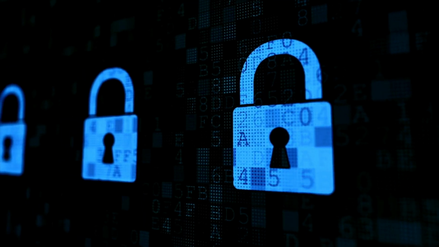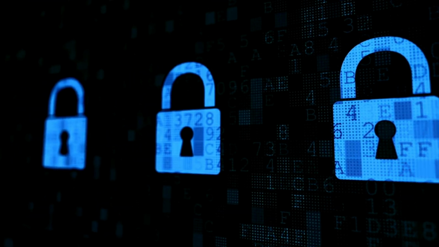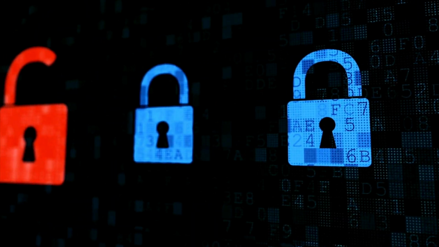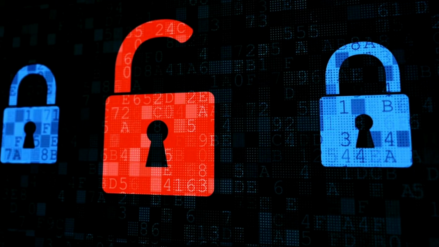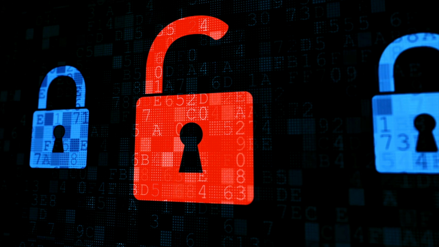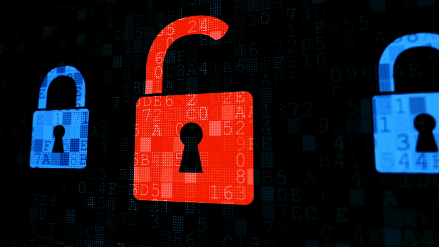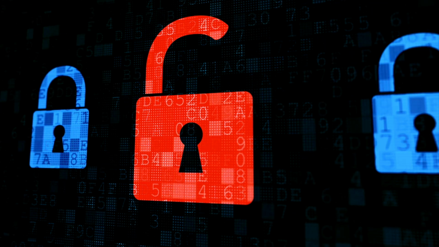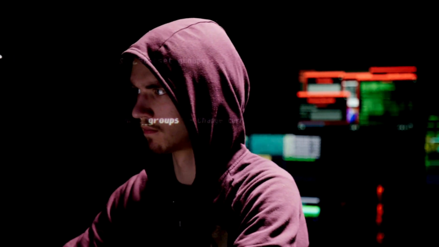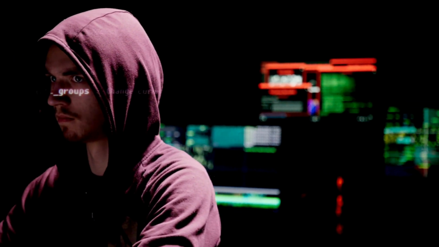A breach is also known as a data breach or security breach. It refers to an incident where confidential, sensitive, or protected information is accessed, disclosed, or taken by an unauthorized party. Breaches can occur due to various reasons, including cyber attacks, insider threats, or accidental data leaks.